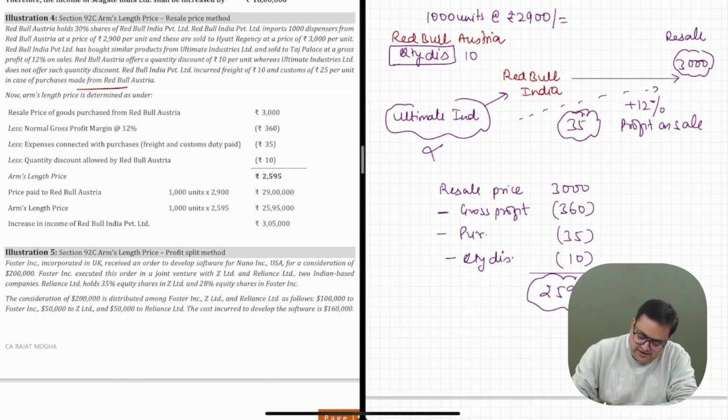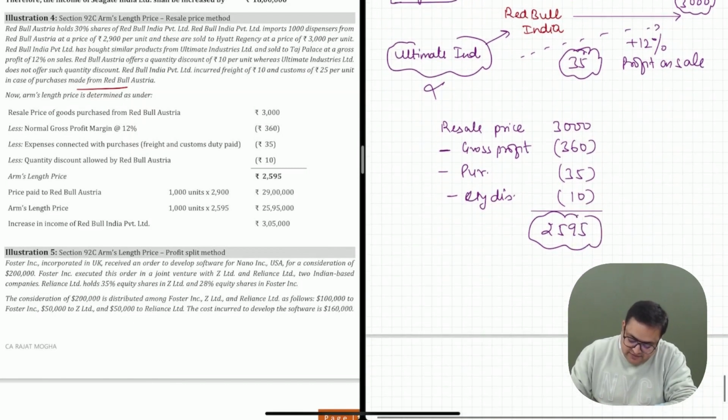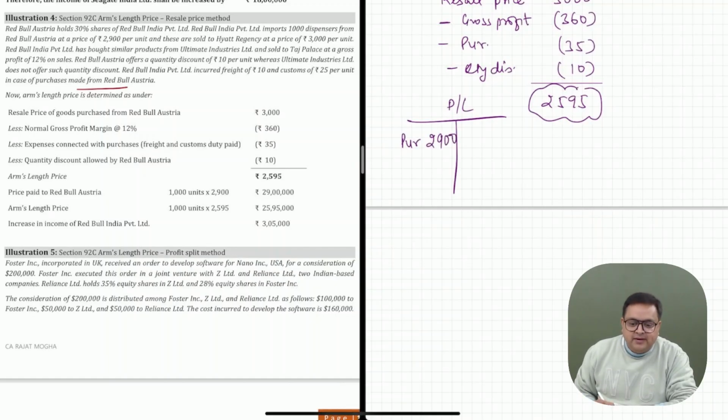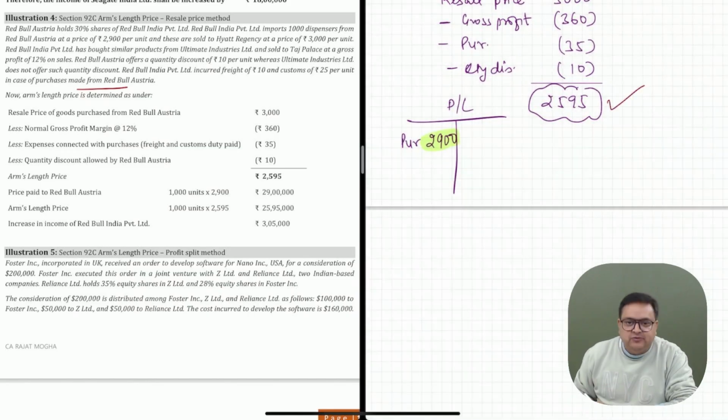If you see over here, the ALP is 2,595, and how much have we purchased it for? 2,900, guys. We have purchased it for 2,900. So in our profit and loss account, please remember what we are seeing. We might have recorded the purchases at 2,900 per unit. But it should be less. How much should the purchase be? It should be 2,595. This should be the correct purchases.